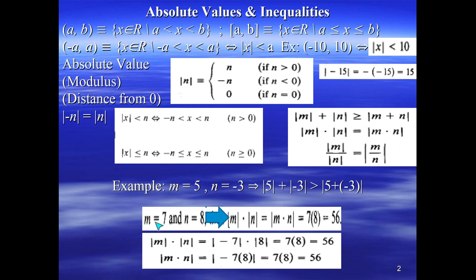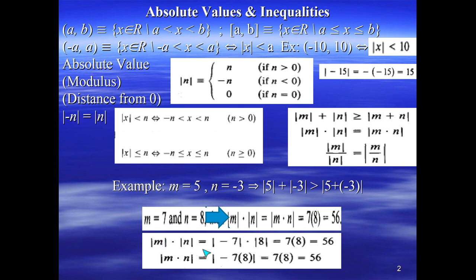Besides, for the multiplication and division cases, we can give some examples as well. When m is 7 and n is 8, the absolute value of m times the absolute value of n is 7 times 8, which is 56. And when we multiply them beforehand, 7 times 8 is 56. When we take its absolute value, it is 56 again. So it doesn't matter if we first take the absolute value and multiply, or first multiply and take the absolute value. You see, here you have these calculations, the same thing.